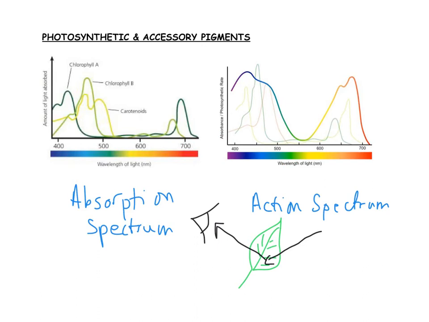So it should make sense that the action spectrum of photosynthesis is not going to be happening in that green-yellow zone, because the plant ends up reflecting a lot of those wavelengths off.